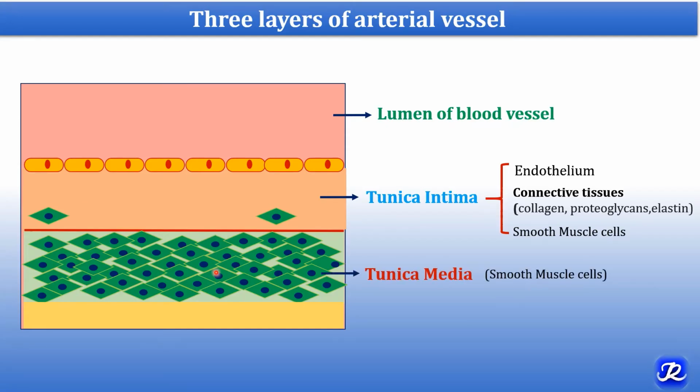Then comes tunica media. This is the tunica media layer which has smooth muscle cells. So all these are smooth muscle cells. Then the third layer is tunica adventitia, which has fibroblast, connective tissues, nerves, lymphatics, and vasa vasorum. So the three layers of arterial vessel are tunica intima, tunica media, and tunica adventitia.